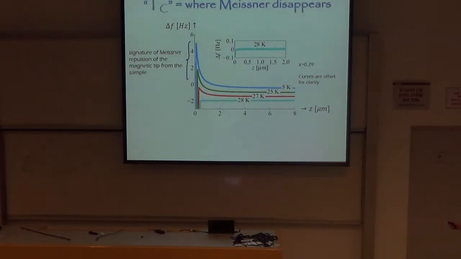So you can repeat this measurement as a function of temperature, and at some point this signal disappears, and you have an estimate for TC. And this TC is from a very small area. Okay, so it's on the scale of a few microns.